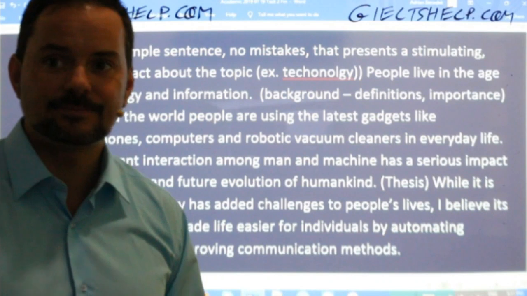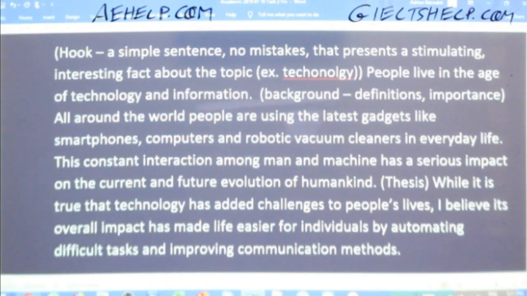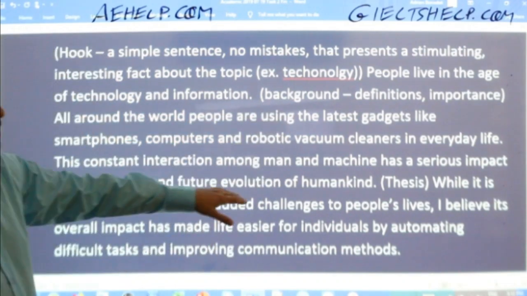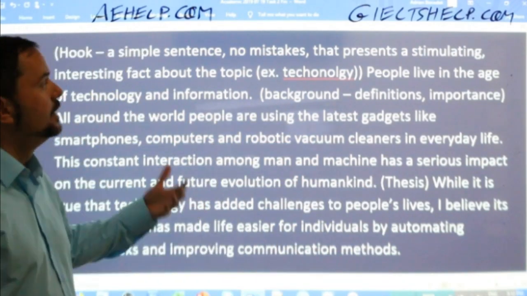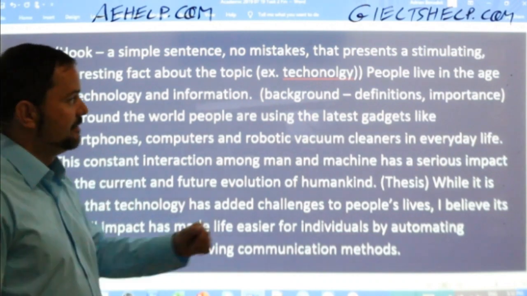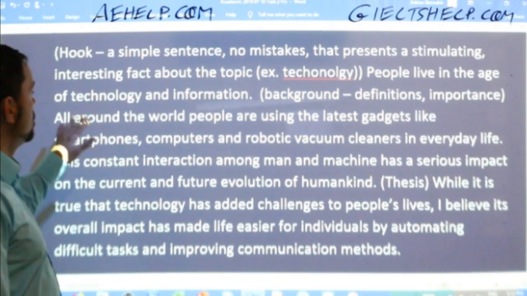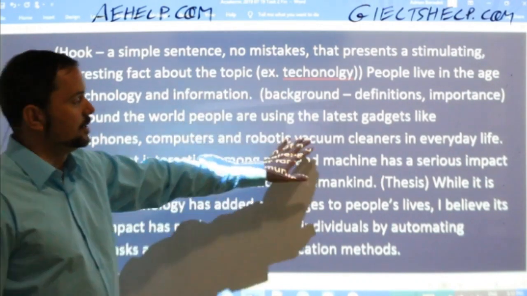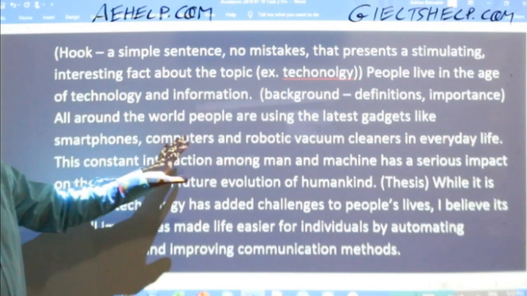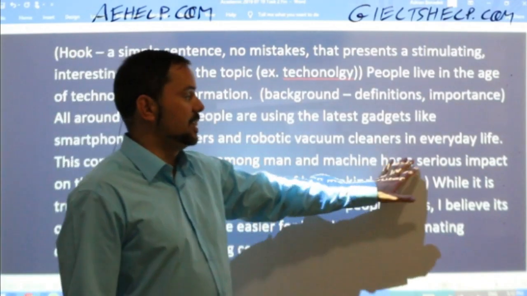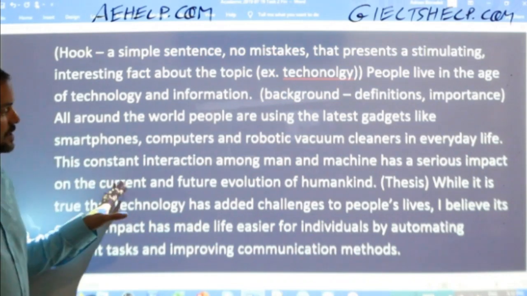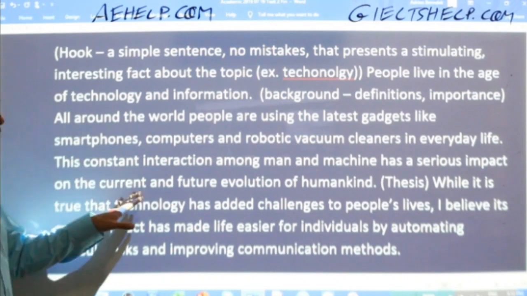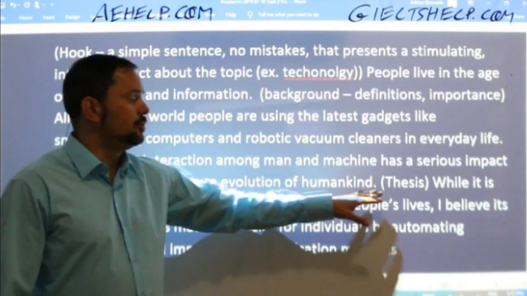Yeah, yeah, you're right. Okay, so we have our hook, we have our background, and then comes our thesis. Okay, so let's read this full introductory paragraph. People live in the age of technology and information. All around the world, people are using the latest gadgets like smartphones, computers, and robotic vacuum cleaners in everyday life. This constant interaction among man and machine has a serious impact on the current and future evolution of humankind.